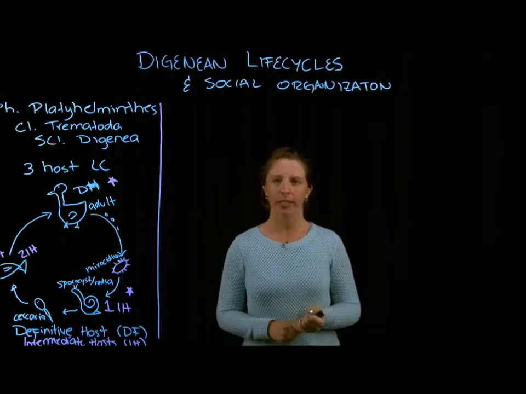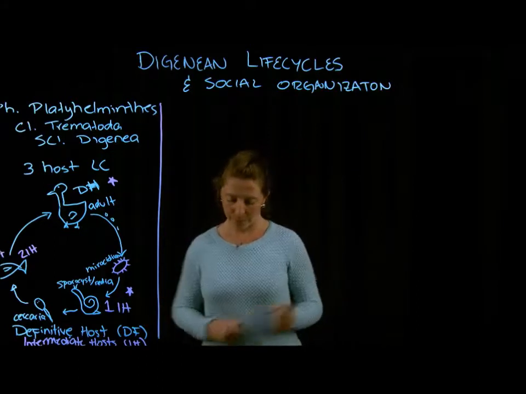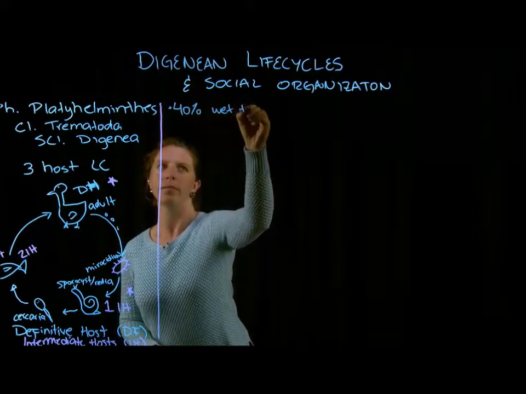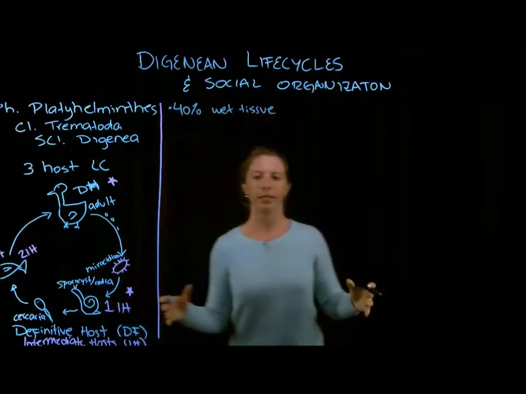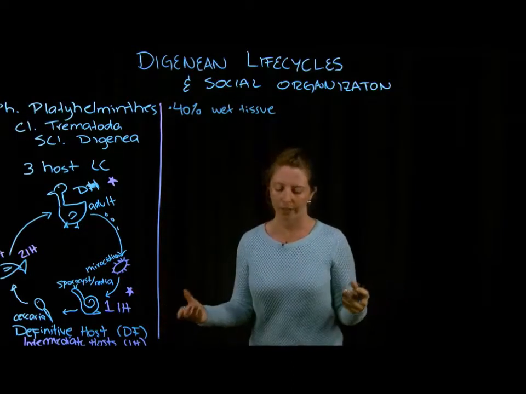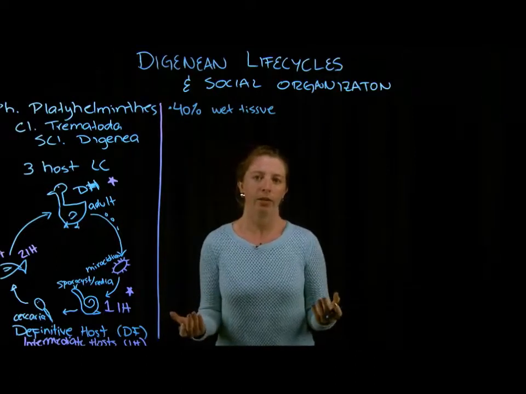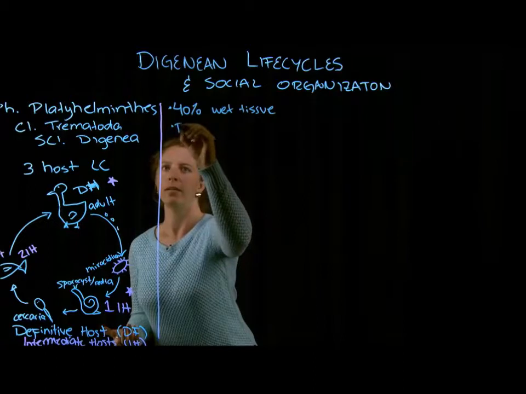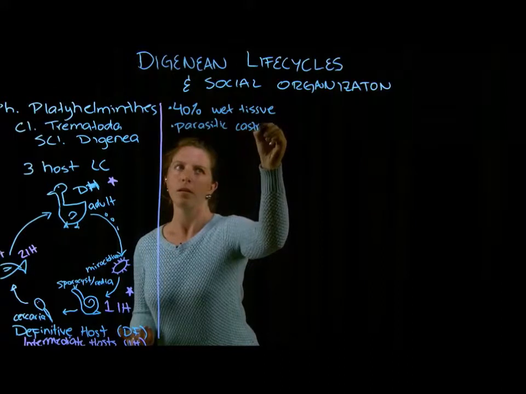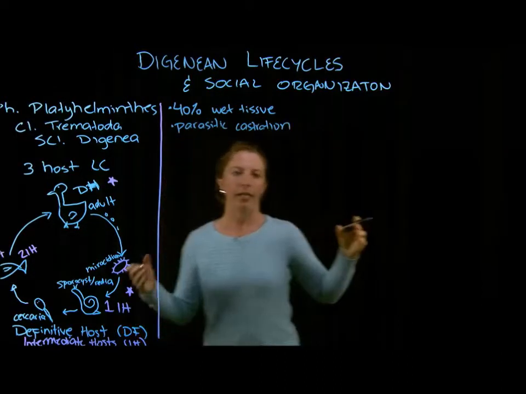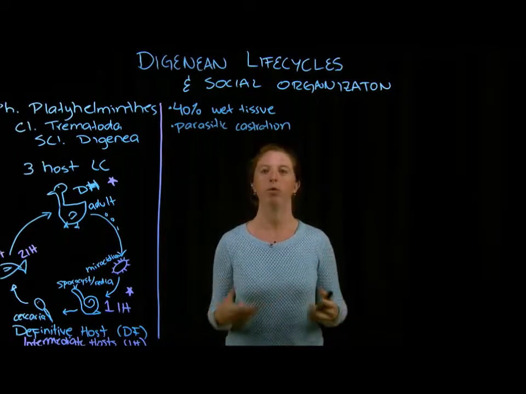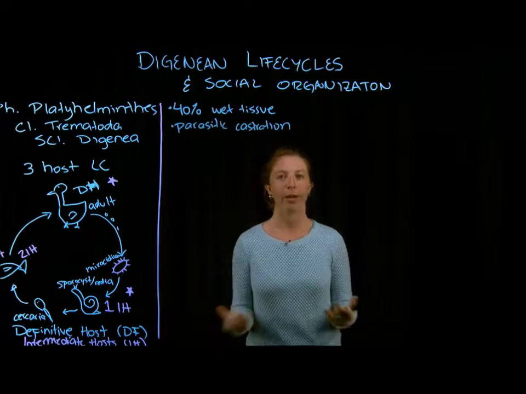The first thing we notice when we dissect a snail is that about 40% of the snail's wet tissue is parasites. So these sporocysts or rediae are just covering the snail. They're everywhere. The snail has been castrated and all the reproductive energy of the snail is just redirected towards producing more and more parasites. The snail is now like a parasite-producing factory.